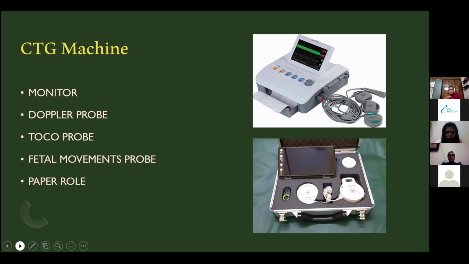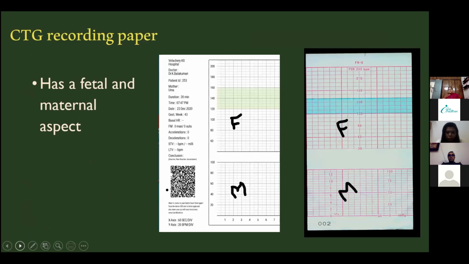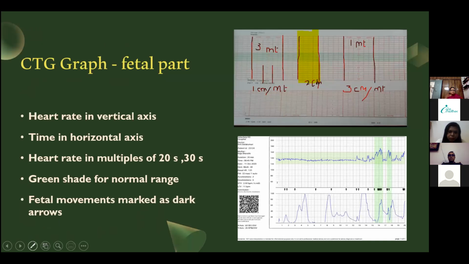You need to know about the paper also. Then only will interpretation be correct. The CTG recording paper has two parts: one fetal part marked F and a maternal part. This is for the new wireless machine, and this is the regular machine that we all use.